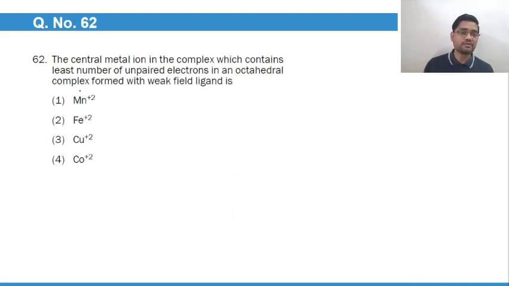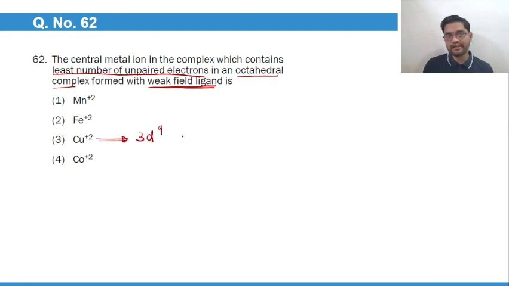62. The central metal ion in the complex which contains the least number of unpaired electrons in an octahedral complex with weak field ligands. It's a weak field ligand, so weak field ligand means there is no excitation of electrons. It is the normal electronic configuration, and in normal electronic configuration, we know that Cu2 plus will have electronic configuration 3d9, and that means it has only one unpaired electron. So we'll go with option number 3.